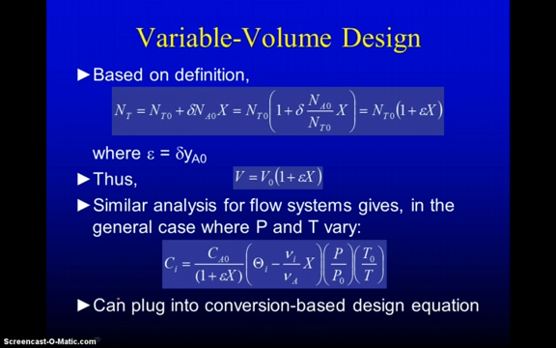And by definition, we can write the total number of moles as the initial total number of moles plus delta times N_A0 times X. It's also convenient to write this as the initial total number of moles times 1 plus delta times N_A0 over N_T0 times X, and that can be written as N_T0 times 1 plus epsilon.